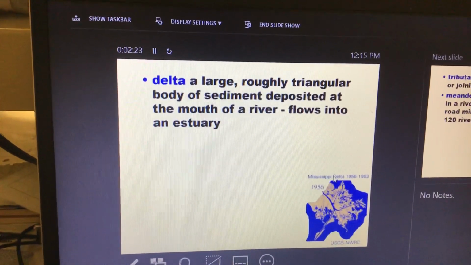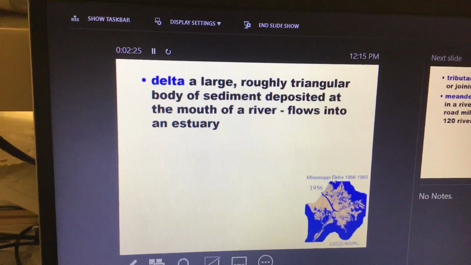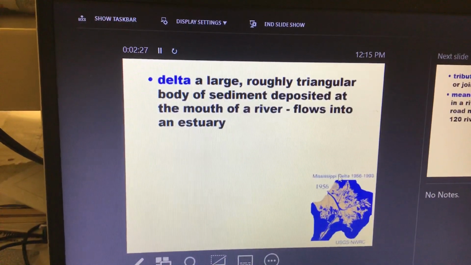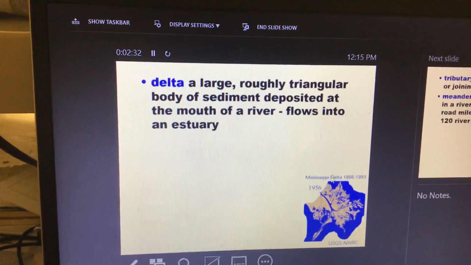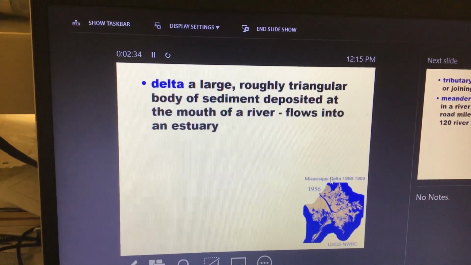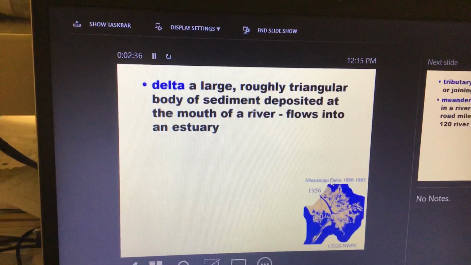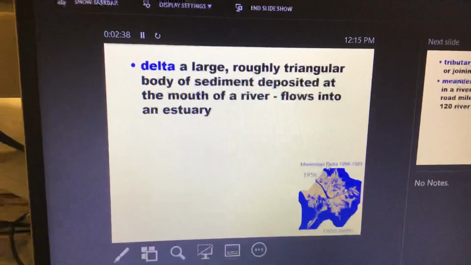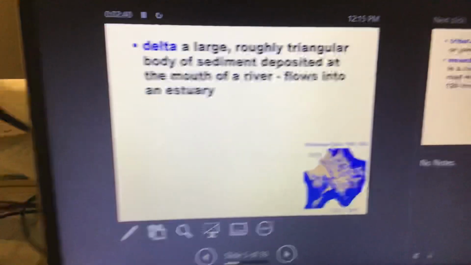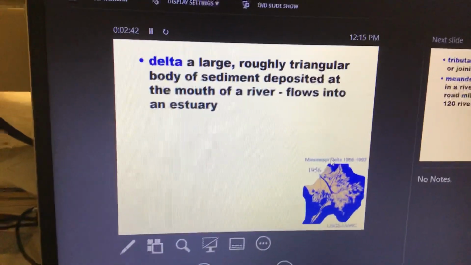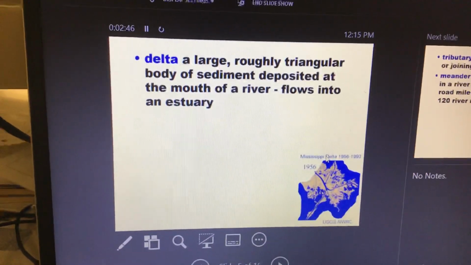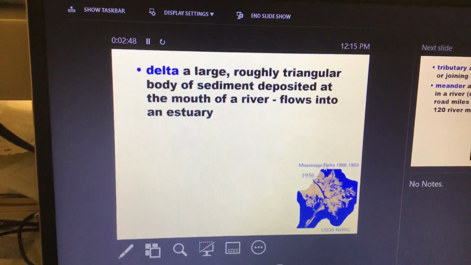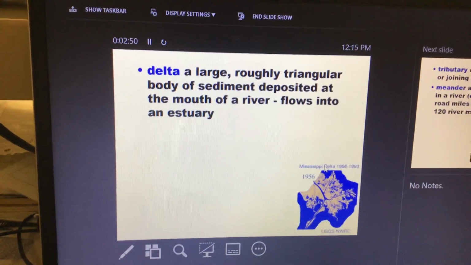The reason a delta has fertile farmland, fertile soil, is because it basically carries erosion down with it. So if we think about the Mississippi River, it drains into the Gulf of Mexico. The Mississippi River goes through the Midwest, and the Midwest is known for great farming soil. Well, we have erosion happening.